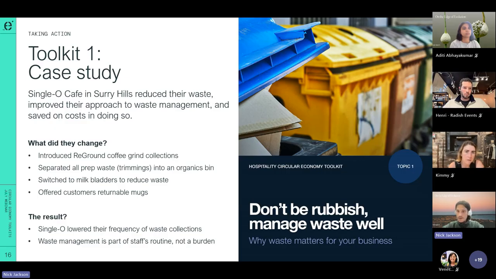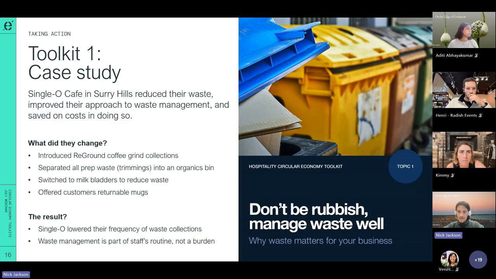On top of that, they separate all prep waste, think vegetable trimmings, fruit trimmings, meat trimmings, and all of that goes into an organics bin using green compostable bin liners and a green bin in their kitchen. A lot of the Tetra Pak milk cartons, think oat milk, soy, and almond, will go into their general waste as they can't be properly recycled, and that's a lot of volume in their bins. So they switched to milk bladders, and what that did was they used a low emission product and it significantly reduced the volume of waste in their general waste.